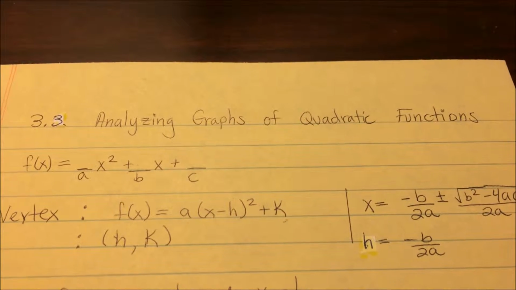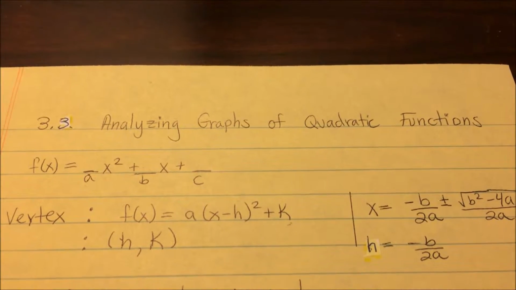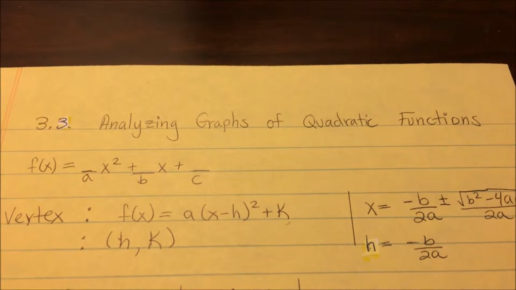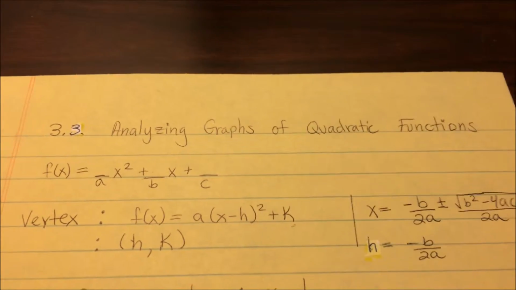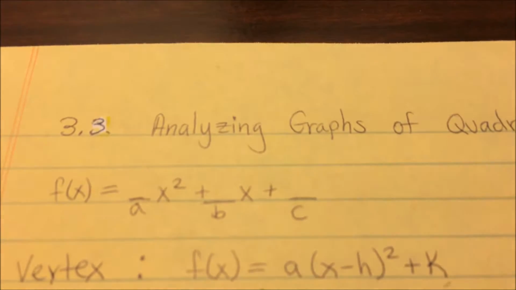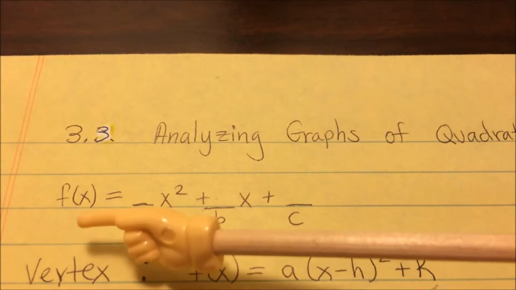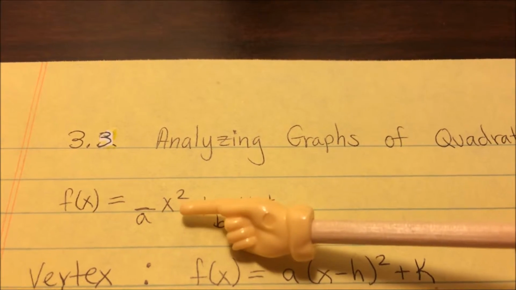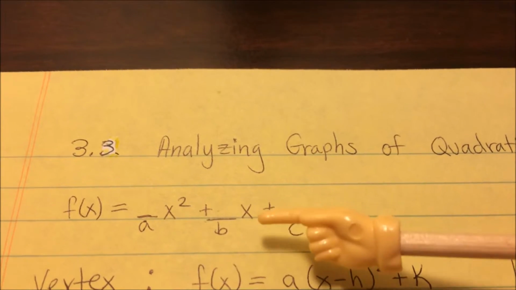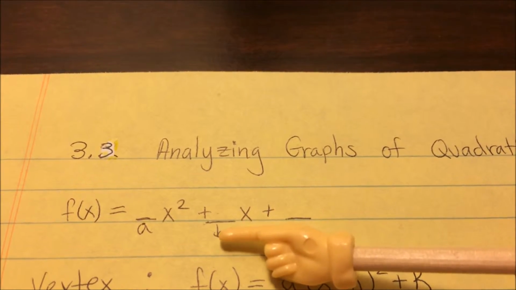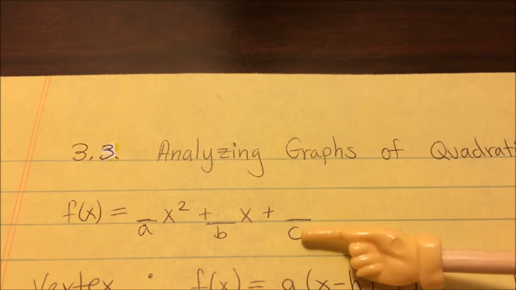The section's on 3.3, analyzing graphs of quadratic functions. So we're going to go ahead and build on what we learned in 3.2. We still have a quadratic equation, f of x is equal to ax squared plus bx plus c. So remember, wherever there's an x squared, the coefficient is a. Wherever there's an x, the coefficient is b. And then the c is the number by itself.